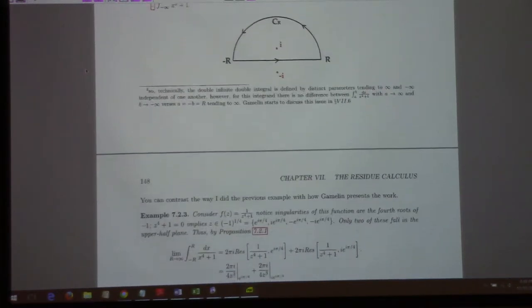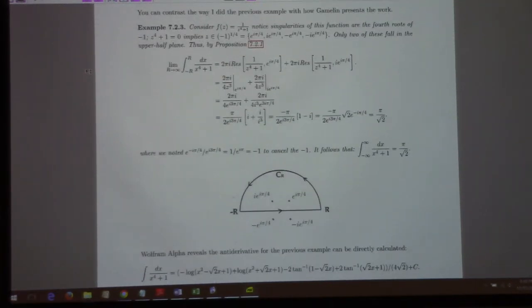Now, another example, 1 over x to the 4th plus 1. This integral I would be more challenged to do from calculus 2. If I ask my students to integrate dx over x to the 4th plus 1, I'm not being friendly. That's nasty. I'm not sure we have the technology to do that in Calc 2. But here, what I do is I just integrate 1 over z to the 4th plus 1. The half circle piece dies because as r goes to infinity, that piece goes away. And we're just left with 2 pi i times the residue of this.